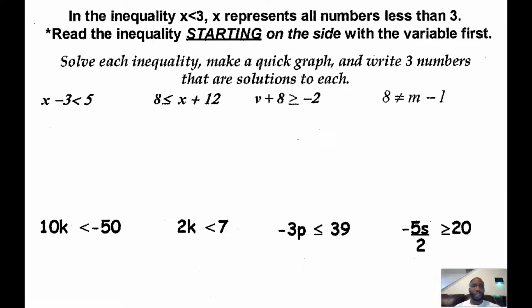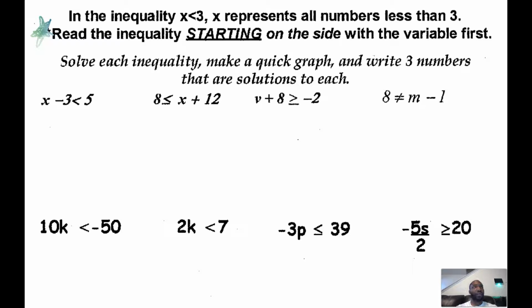All right, in the inequality, x is less than 3. That is not x heart 3. X is less than 3. X represents all numbers less than 3. Read the inequality starting on the side with the variable first. You see that star? I'm starring it. I want you to pause the video and write that statement down. Read the inequality starting on the side with the variable first. You will be wrong if you read the inequality any other way.